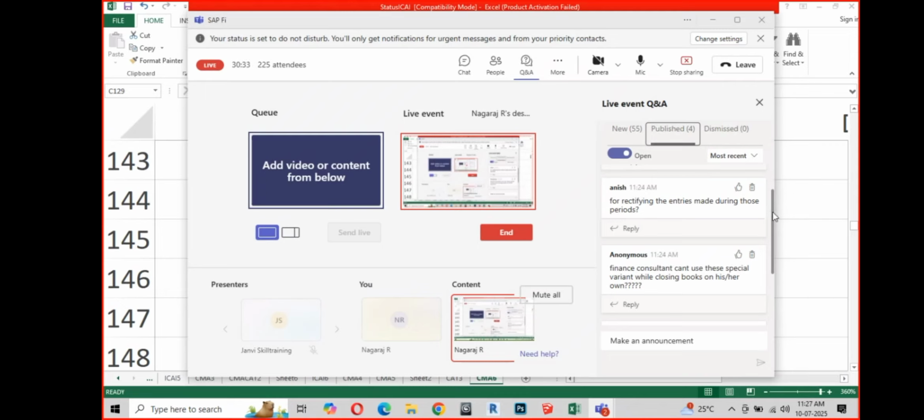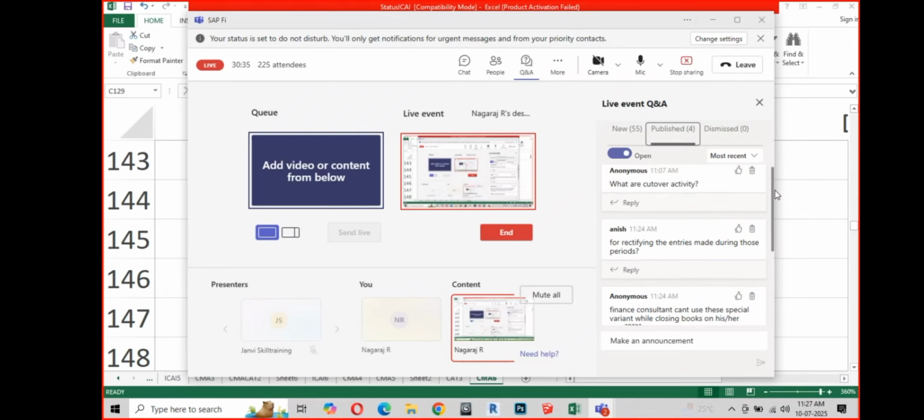So let me take question by question. What is a cutover activity? Good. The student has asked me the very preliminary question, what happened in maybe the first or the second session, but wonderful, very good. So that it could be a revision for the others also, who would have likely missed out on this.